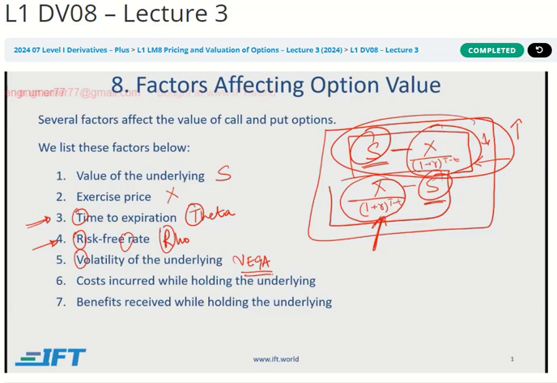Then volatility, by the way, is positively going to impact both, because there is a higher probability that the stock price might go up, which is good for the call option. There is a higher probability that the stock price might go down, which is good for the put option. So higher volatility, or vega, is good for both call options and put options values, because a stock can either go very high or go very low. Either way, both options like volatility. In terms of costs incurred while holding the underlying, we will look at how that impacts the option value, and also benefits such as dividends received during the life of the contract. We will be looking at that in separate slides as well.